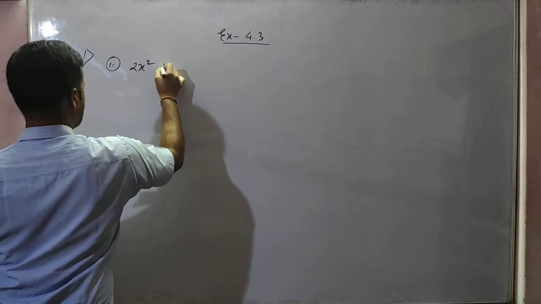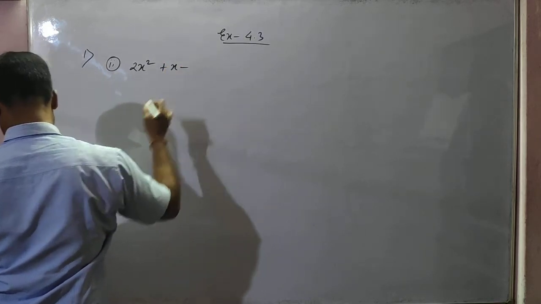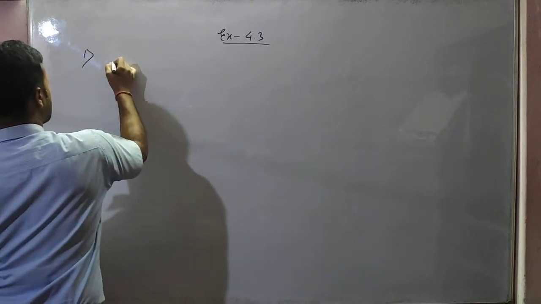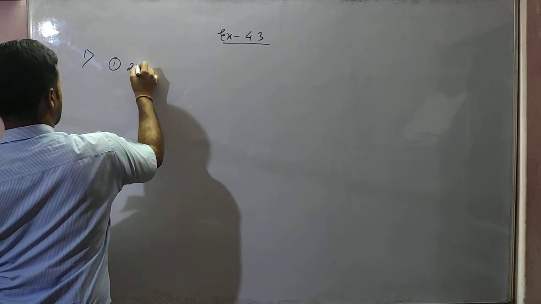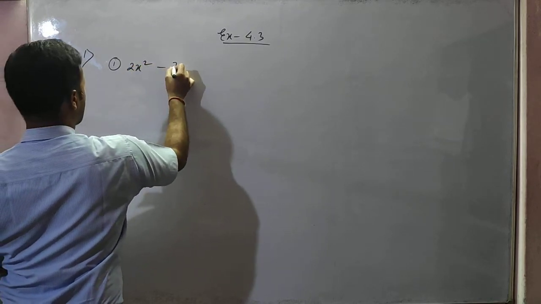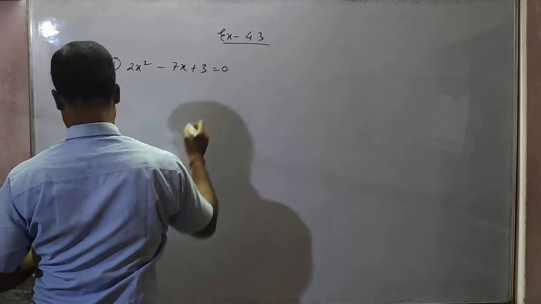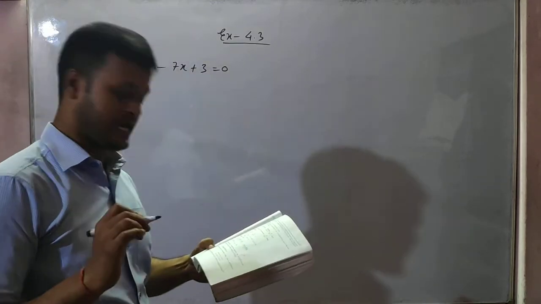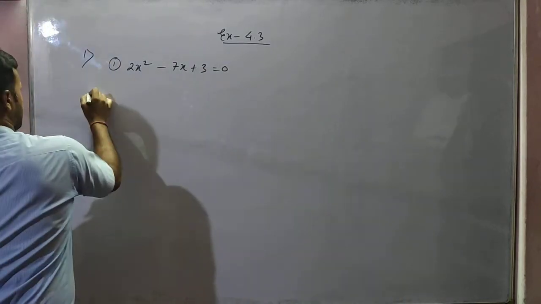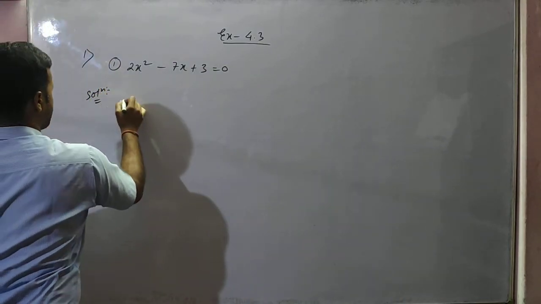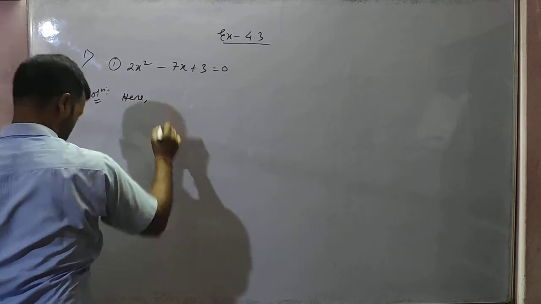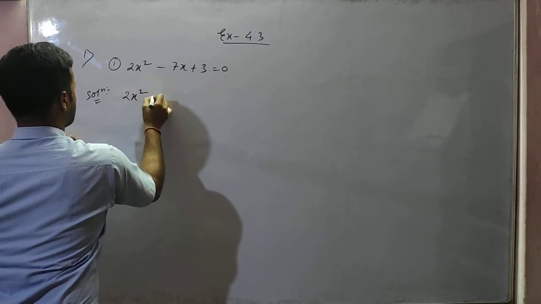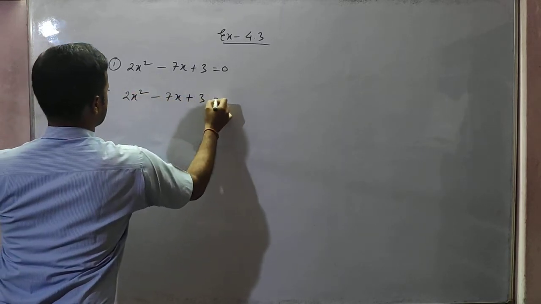x square plus x. x square minus 7x plus 3 is equal to 0. That is number 1 only. If they exist, that means first you have to check whether the real roots are there or not. So solution, first we have to check here. x square minus 7x plus 3 is equal to 0.